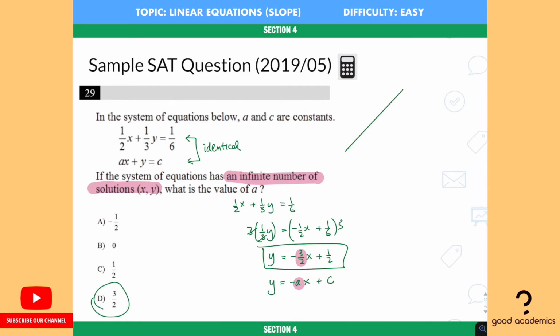Whenever you see standard form, be ready, because you are definitely capable of changing standard form into slope-intercept form. Being able to imagine that is extremely important on this test.